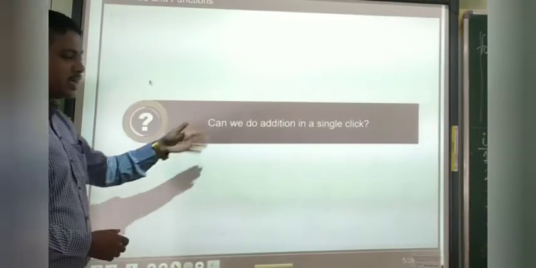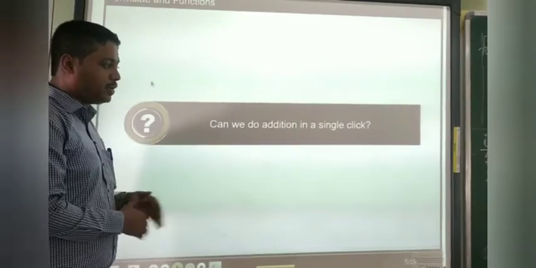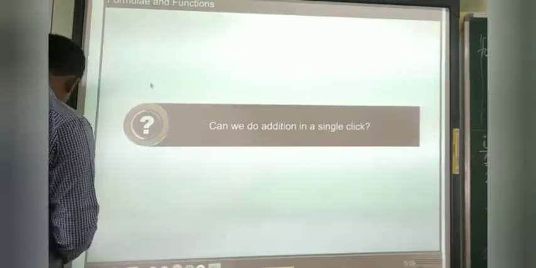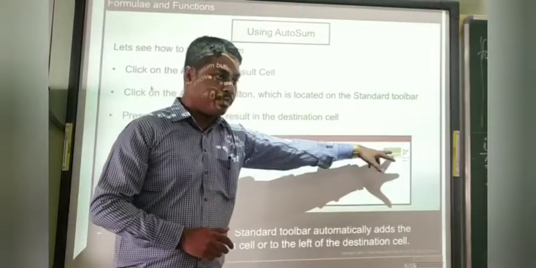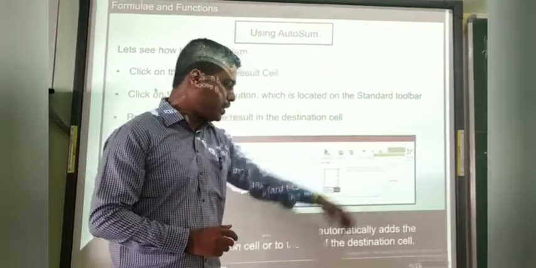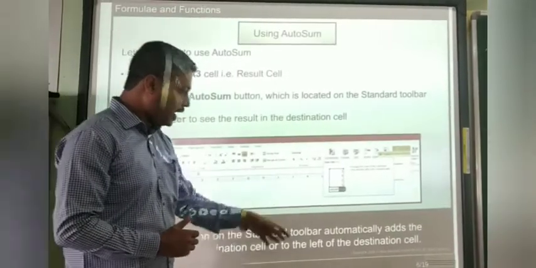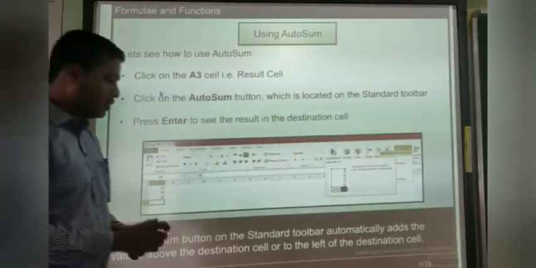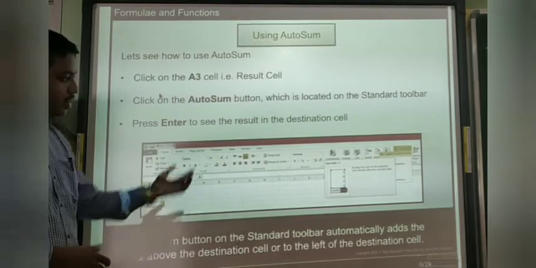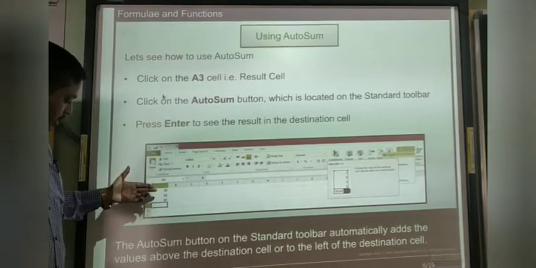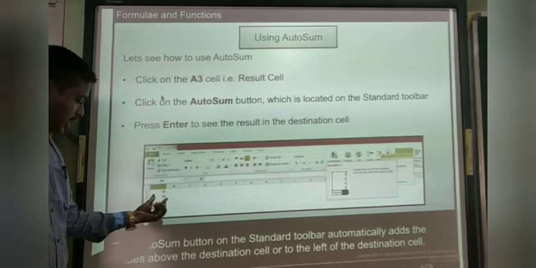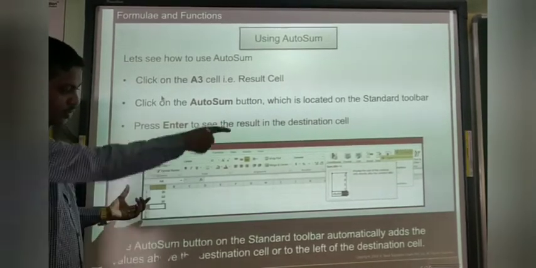Can we do the addition in a single click? This we have typed through the keyboard. Can we do it in a single click? That can be done by using a function which we call AutoSum. The AutoSum function is already present in your MS Excel. For that, you select your data, then click on AutoSum, and it will directly add your numbers, like 20 plus 10 plus 30, so it will come directly as 60, if you use the AutoSum.